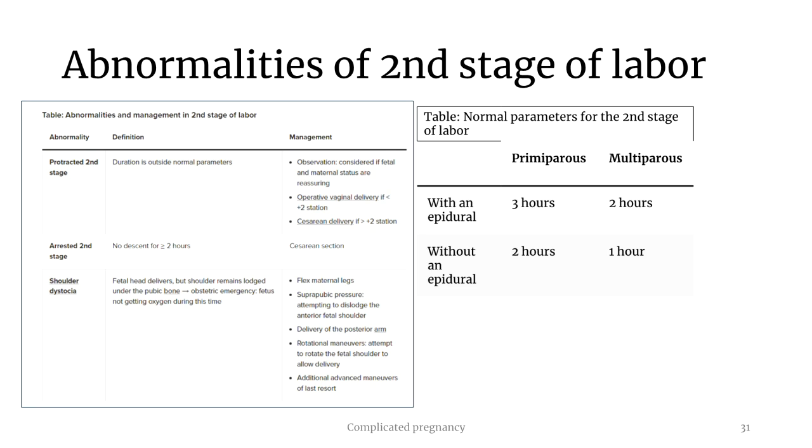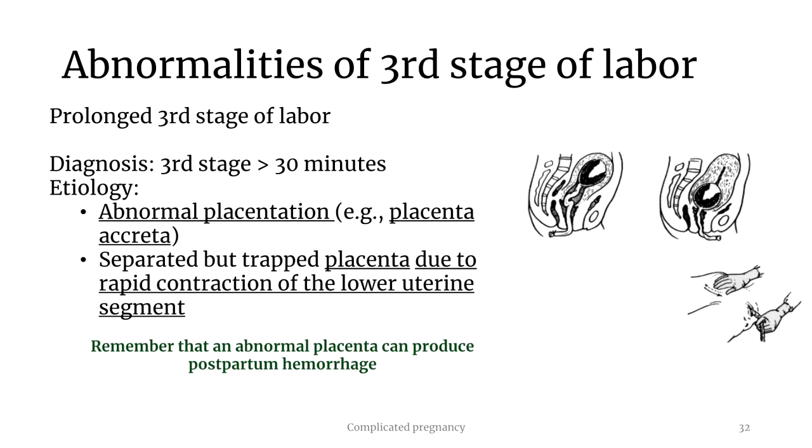Abnormalities of the second stage have to do with whether the patient is in labor for the first time, with or without epidural, or if she is multiparous. Depending on the time, we can define if we have a protracted second stage, with duration outside the normal parameters, or an arrest of the second stage with no descent for more than 2 hours, or one of the most important, shoulder dystocia. Abnormalities of the third stage are prolonged, more than 30 minutes. Abnormal placentation, like for example placenta accreta, can also be part of the postpartum hemorrhage etiologies, or maybe the placenta separated, but due to a rapid contraction of the lower segment, it got trapped inside.